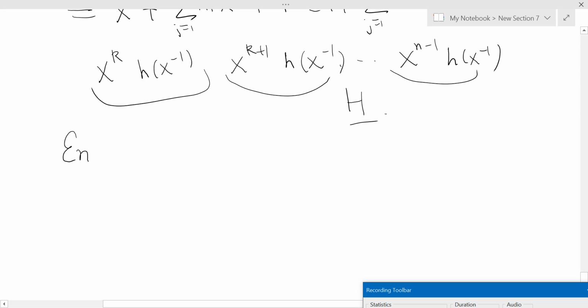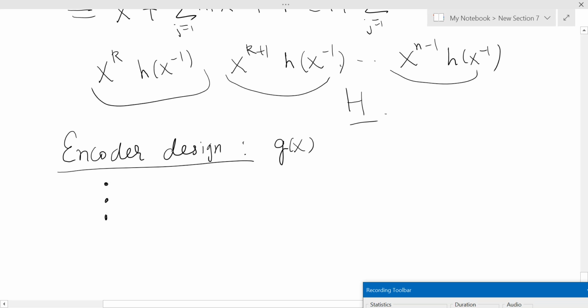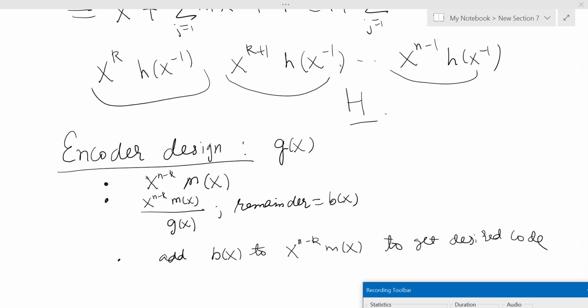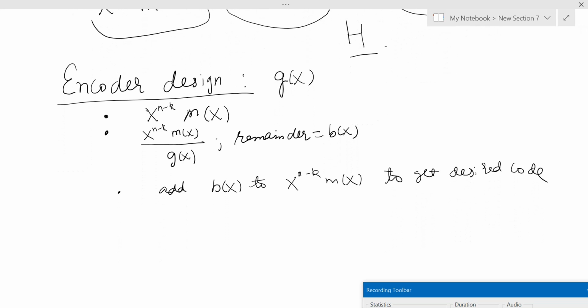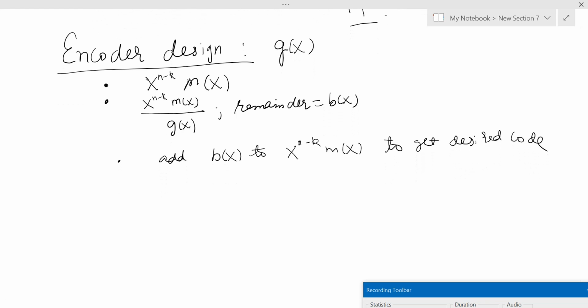Now, we can also design the encoder with the help of the generator polynomial like this. We recall there are three steps for generation of a code word from the generator polynomial. First, you multiply x to the power n minus k with m of x, then you divide it by the generator polynomial, then you get the remainder, and then you add b of x, the remainder, to x to the power n minus k times m of x, and you will get the desired code word. These three steps can be realized using digital circuits.